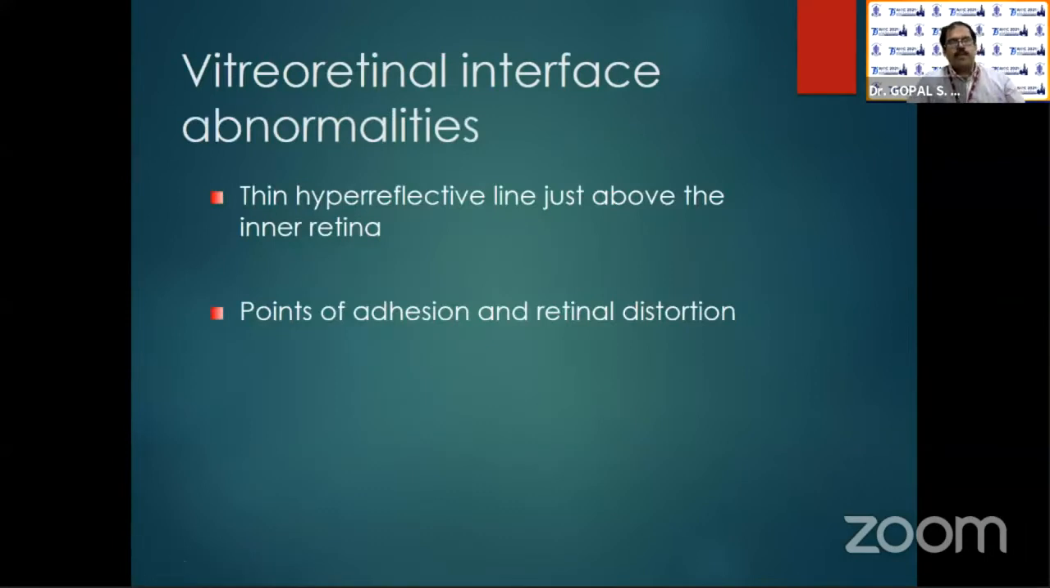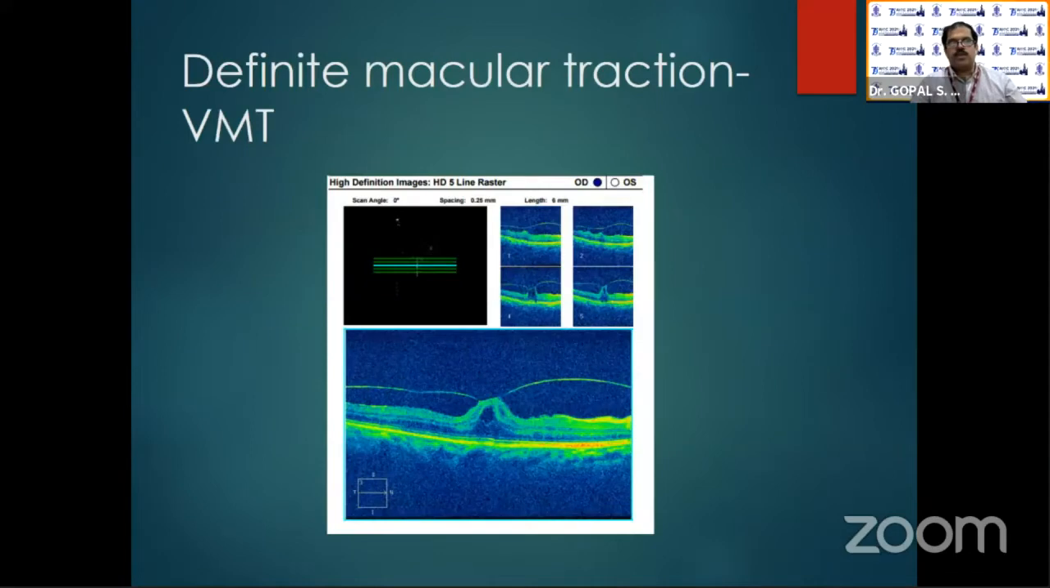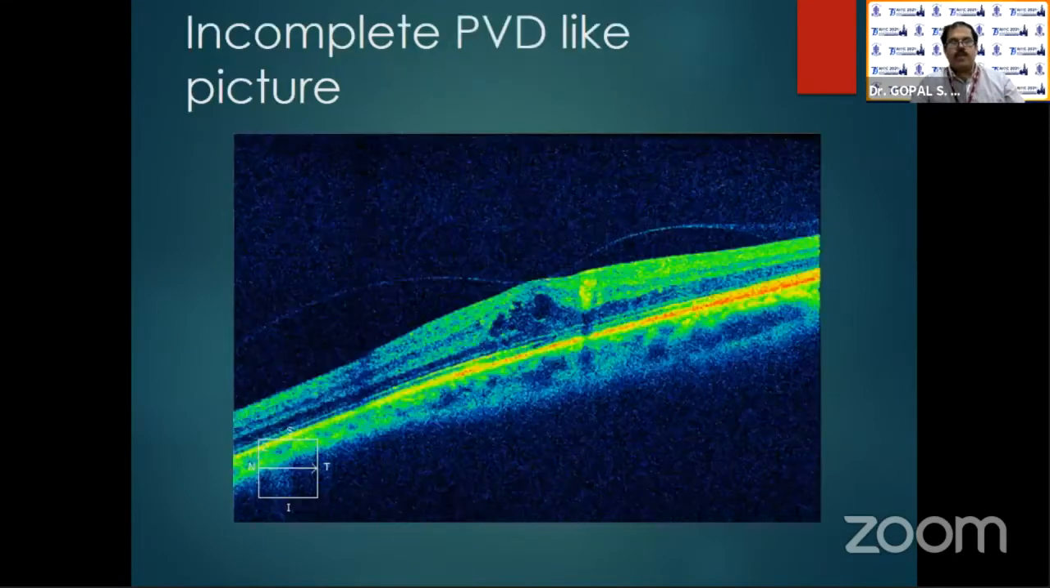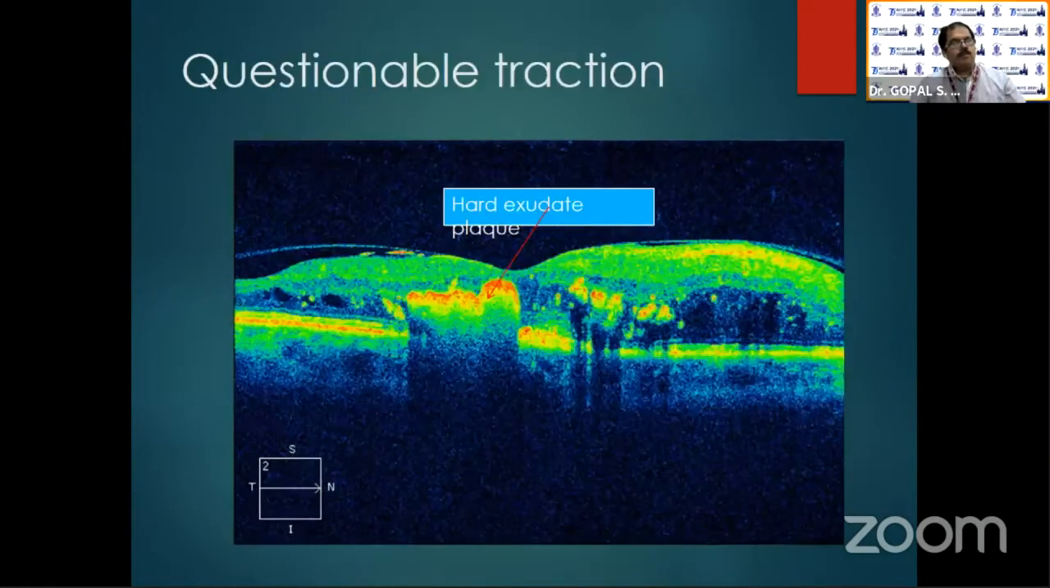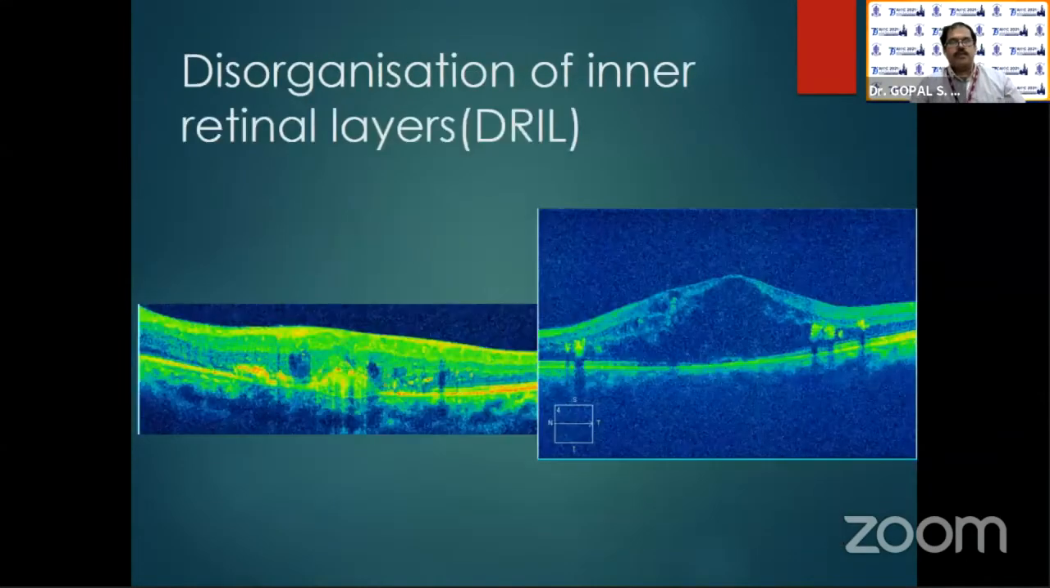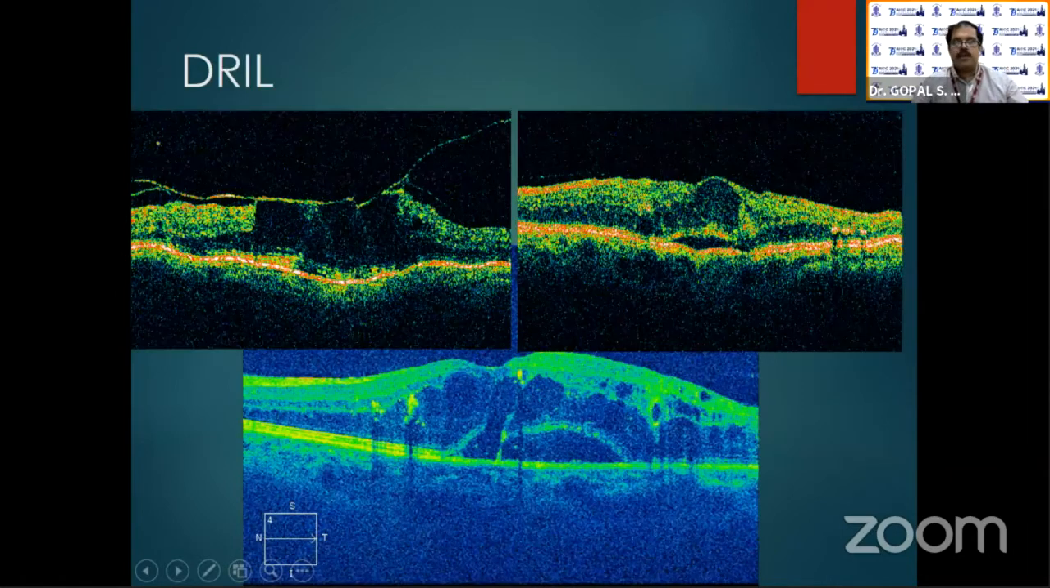So interface abnormalities are hyperreflective lines just above the inner retina, and there could be points of adhesion, multiple points of adhesion, and also retinal distortion. There could be a significant vertical component like that, or maybe a little bit of thing only. There could be questionable traction, etc. Now, disorganization of the inner layers means that the inner layers are completely disorganized. You can see that there is no structural integrity seen, which can also be there in multiple mixed patterns.